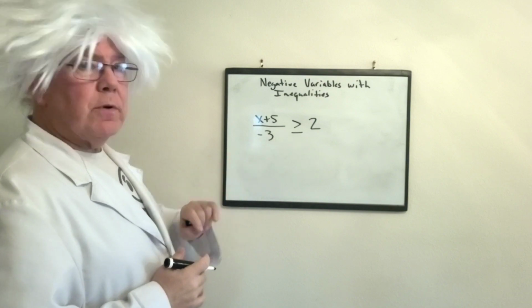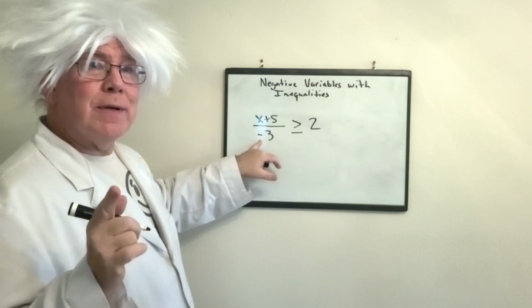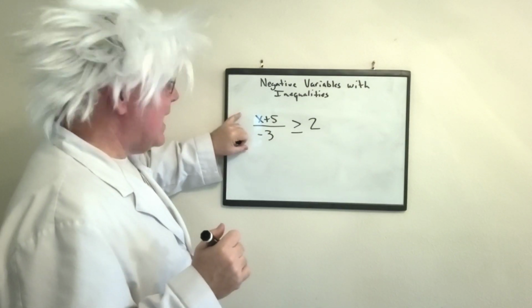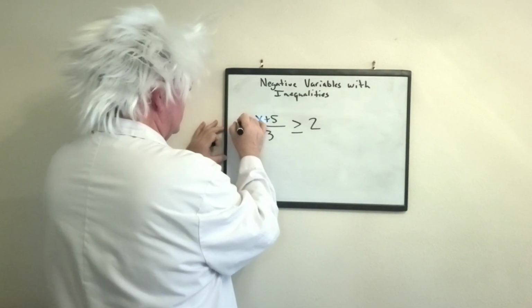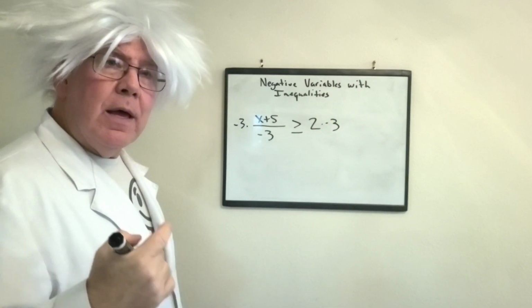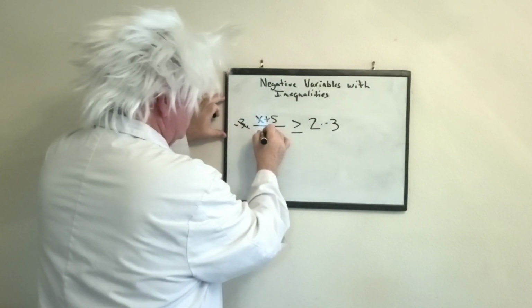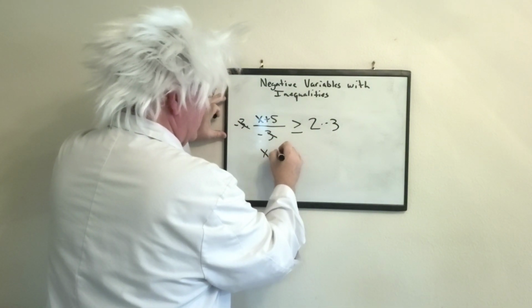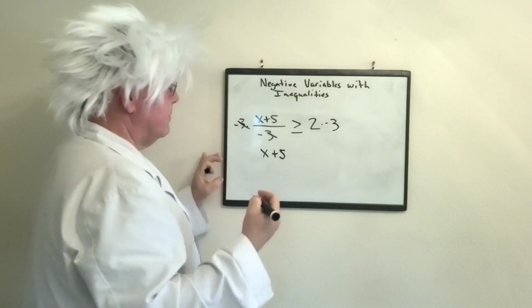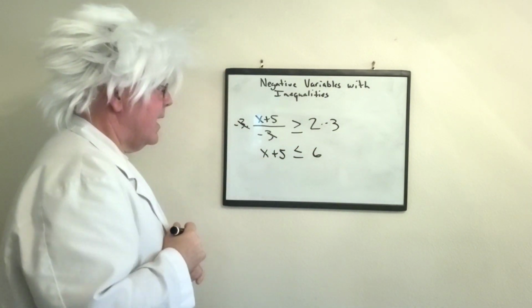Now, first thing we're going to do is multiply both sides by negative 3. Now watch what happens, okay? This is actually a negative in front of here, so we're going to do negative 3 here and negative 3 here. Now remember what I told you. Anytime we multiply by a negative, x plus 5, instead of being greater than or equal to, becomes less than or equal to that number, okay?